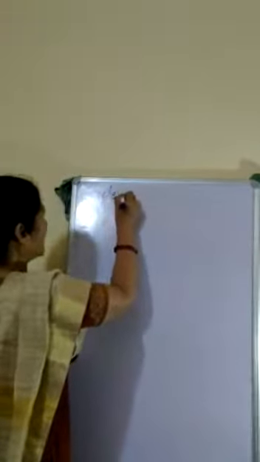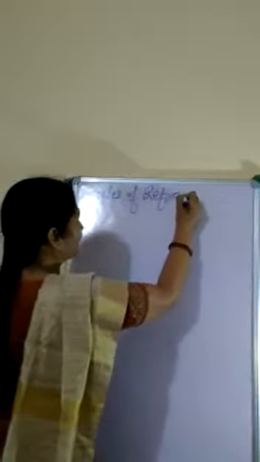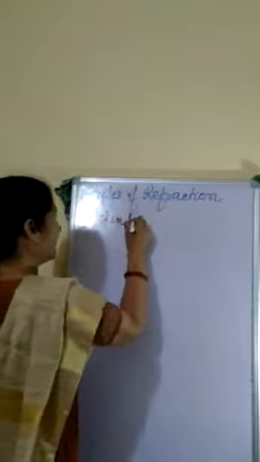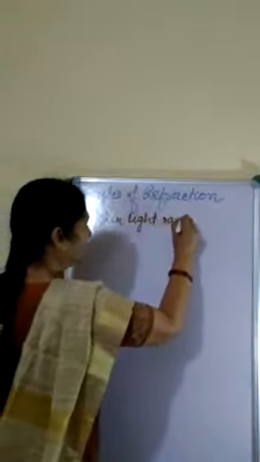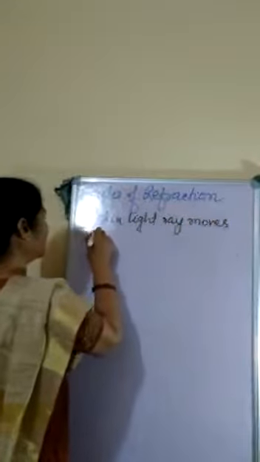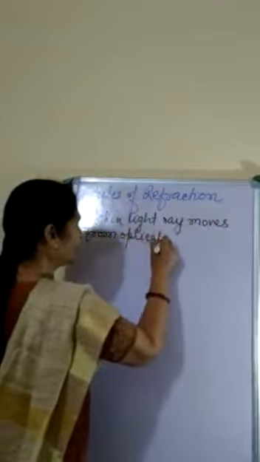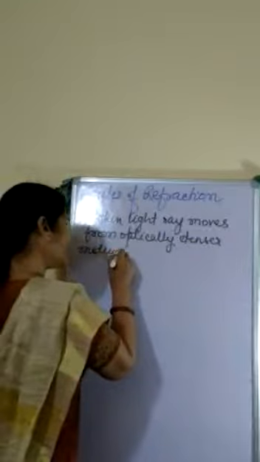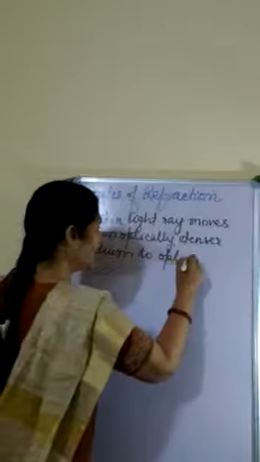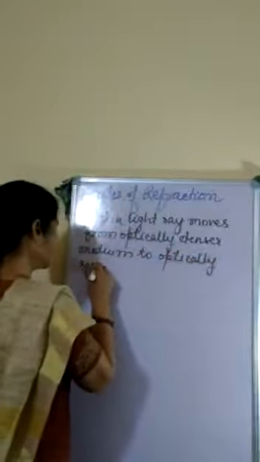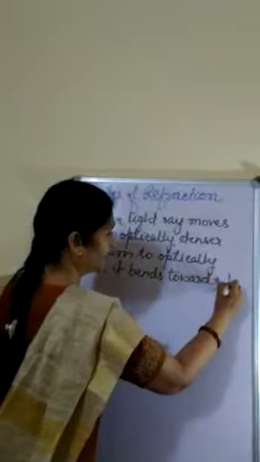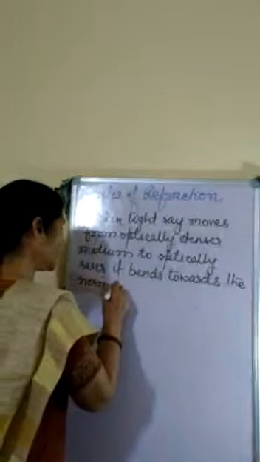Let us see the rules of refraction. First, when light ray moves from optically denser medium to optically rarer medium, it bends towards the normal. How we will draw it in your notebook?